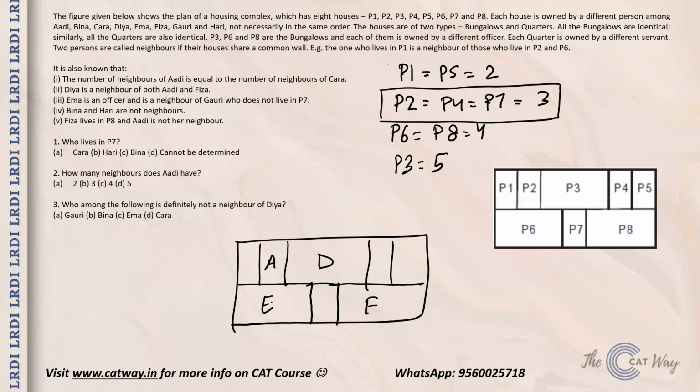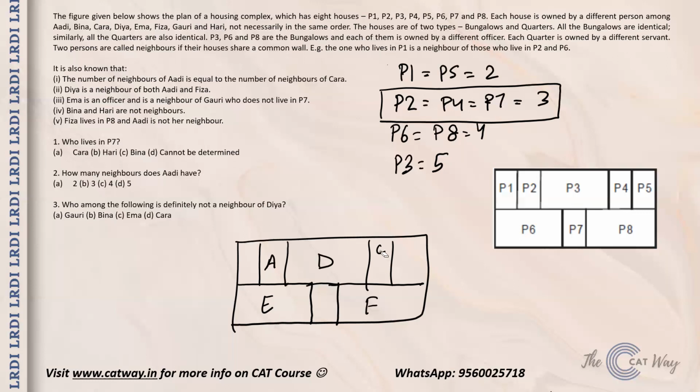Next, we have B and H, and what we know about them is that they are not neighbors. We know that Kara is going to occupy one of these positions. And Gauri, she does not live in P7, so Gauri cannot come over here.